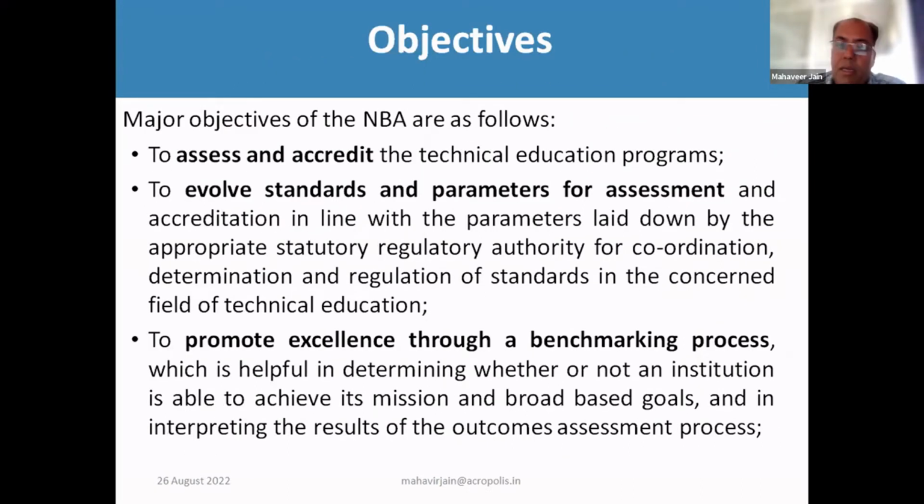The major objectives of NBA are to assess and accredit, and to evolve standards and parameters for assessment. It means the NBA is evolving regularly. It is not the same as in 2012; it is improving day by day, and in 2022 the NBA changed many processes and many criteria. So we need to move ahead and update ourselves with the process and the time. It also aims to promote excellence through benchmarking, so it includes some benchmarks. We also need to improve our benchmarks while we are studying or teaching.